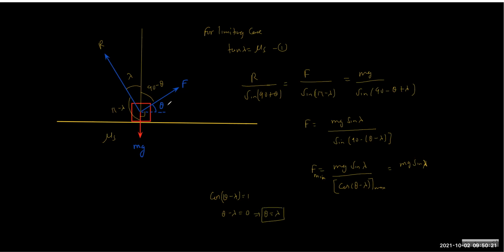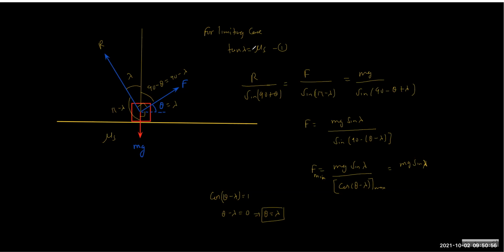So if you exactly apply the force at lambda angle, then you will get the lowest value of force. If this is lambda, you can understand this is 90 minus lambda, and therefore this is the right angle. So it means the R and F must be at right angle for the minimum value. That is the idea. So the F must be at right angle to the R, and once it is, it's the lowest value. So we can analyze the same problem in a variety of ways.